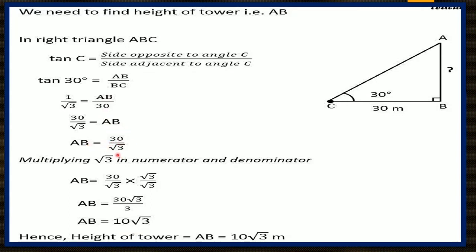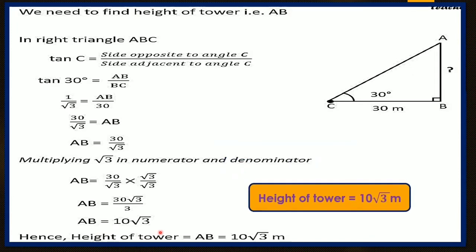Again, this is almost the answer, but this is not the final answer, because a root value, means an irrational number, is in the denominator. So what we will do, simply we will rationalize. So after doing rationalization, we'll get the height of the tower as 10 root 3 meter. So I hope this is clear to you.